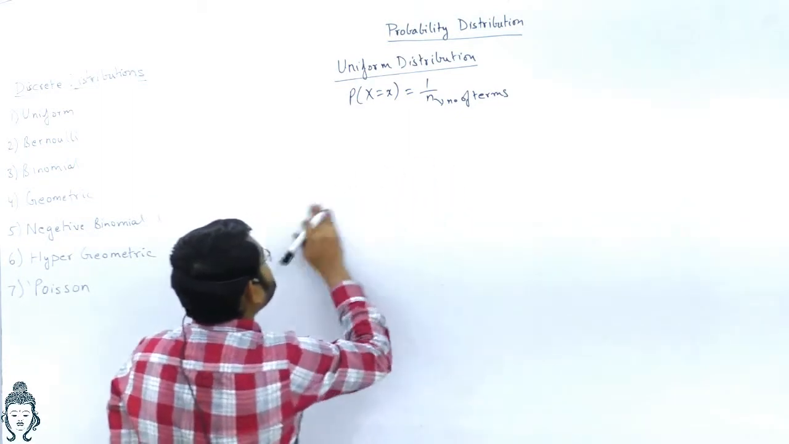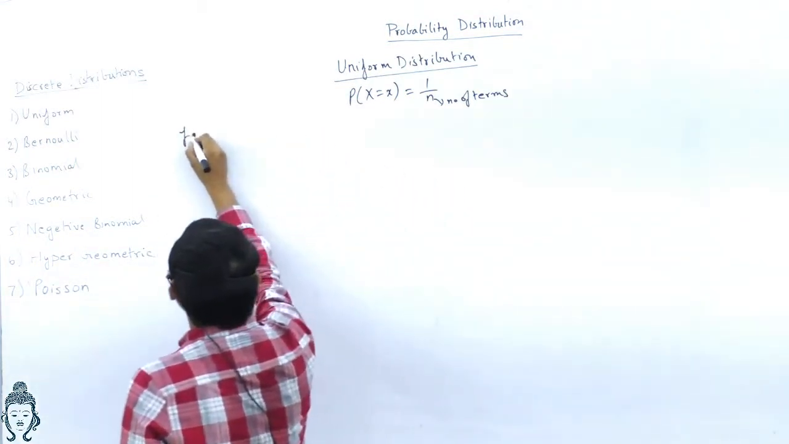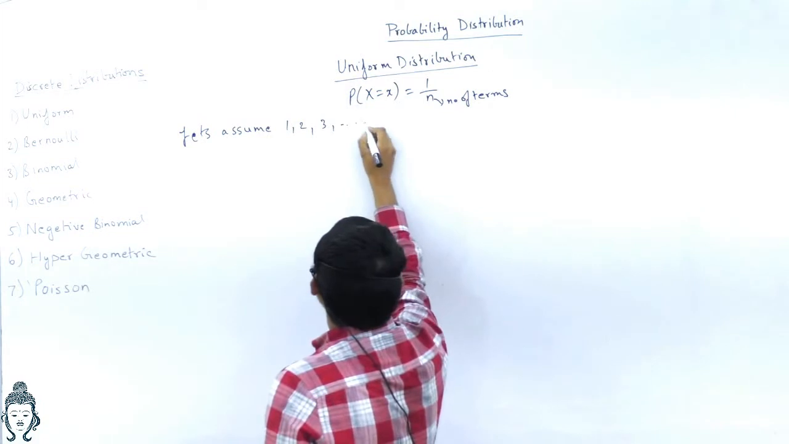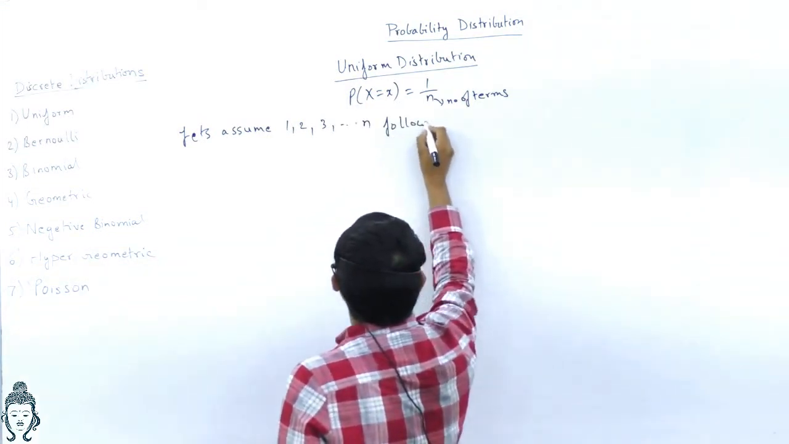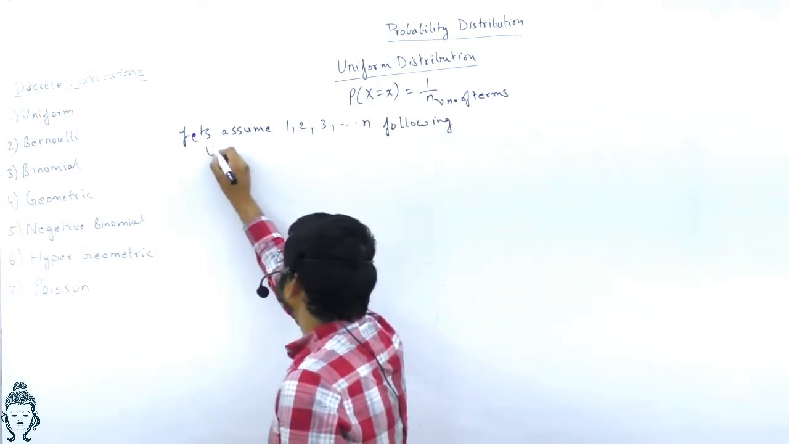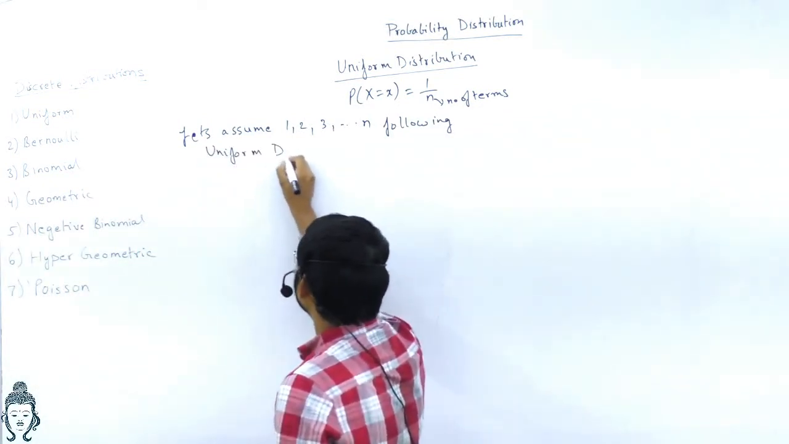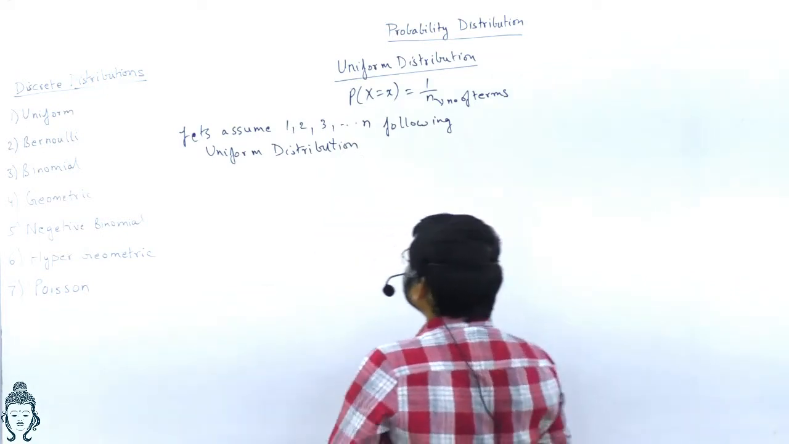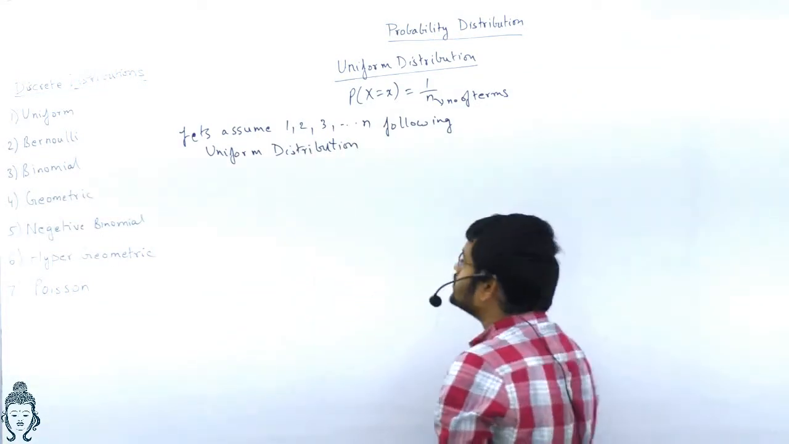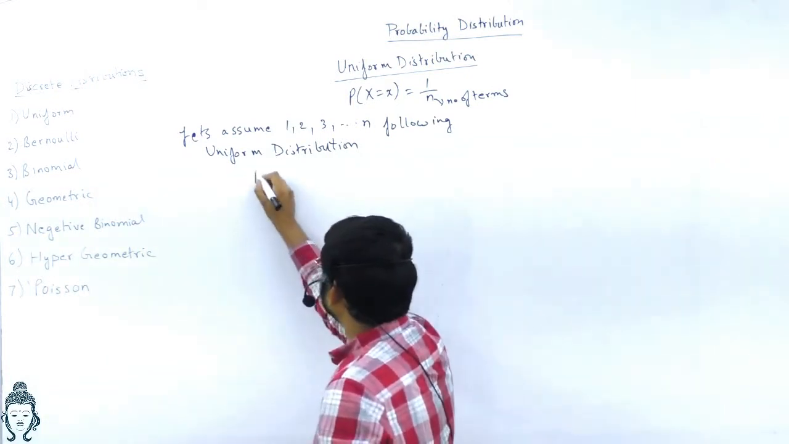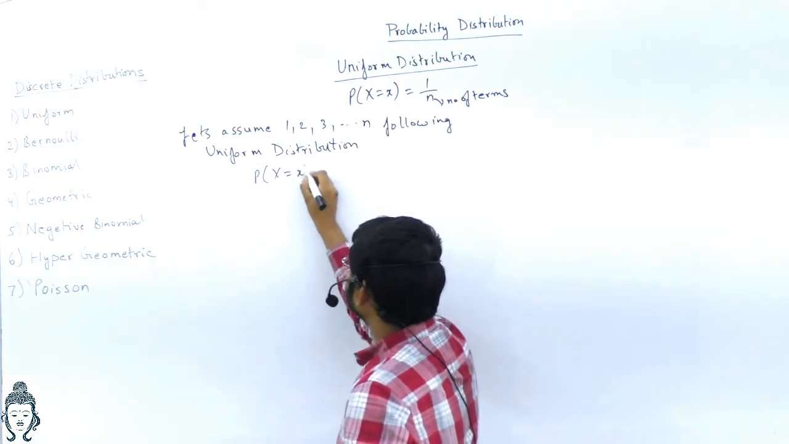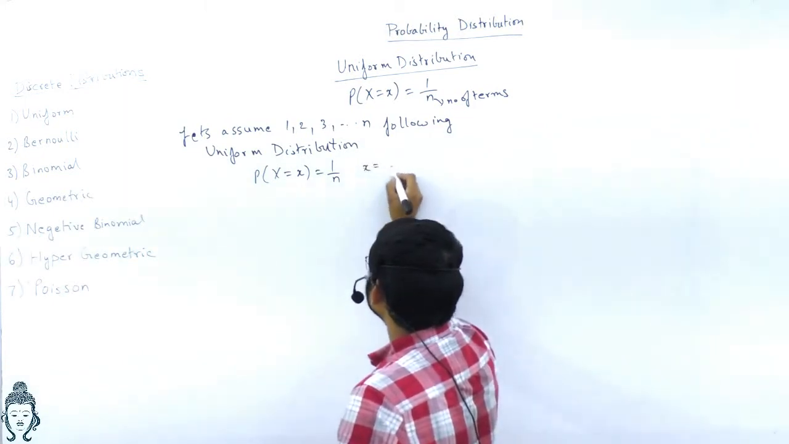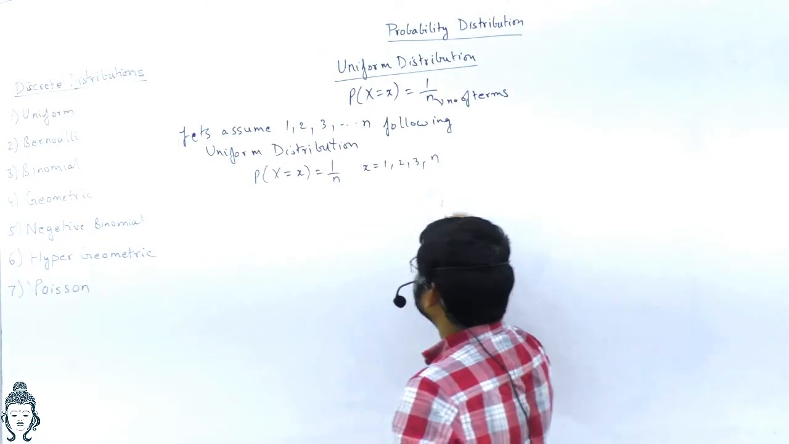Now let's take an example. Let's assume that 1, 2, 3 till n are following uniform distribution. Now we have assumed that these values 1 to n are following uniform distribution. So the probability of x being any of these values will be equal to 1 by n, where the value of x is nothing but 1, 2, 3 till n.